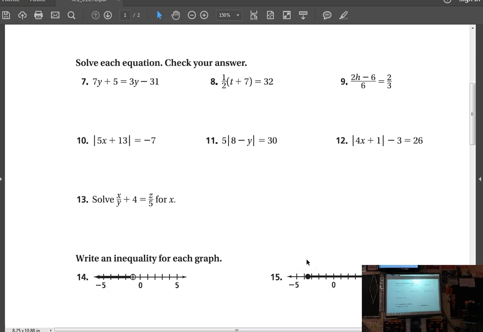So, when we start working with absolute values, we need to remember what absolute value does. And I like to call the absolute value the attitude adjuster.